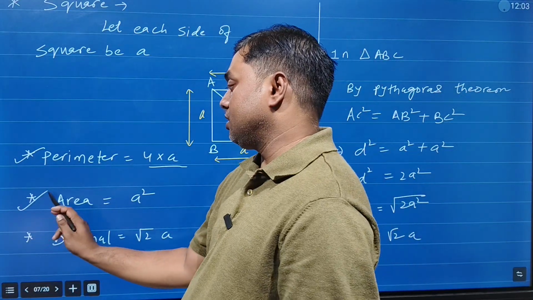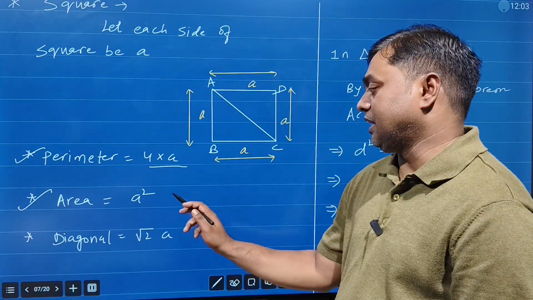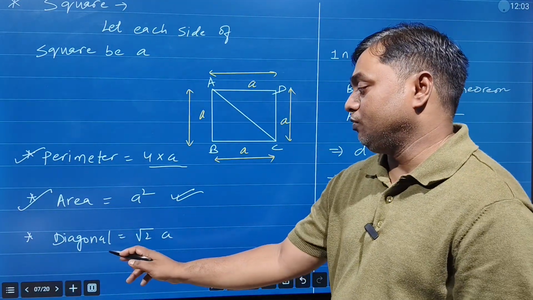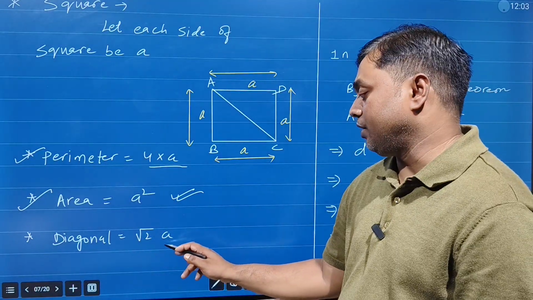And what is the area of a square? A square, that is side square. Am I clear? And if you want to find the diagonal, so diagonal is what? Root 2 times A.